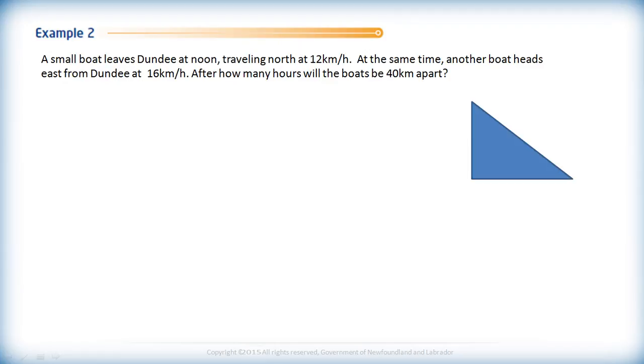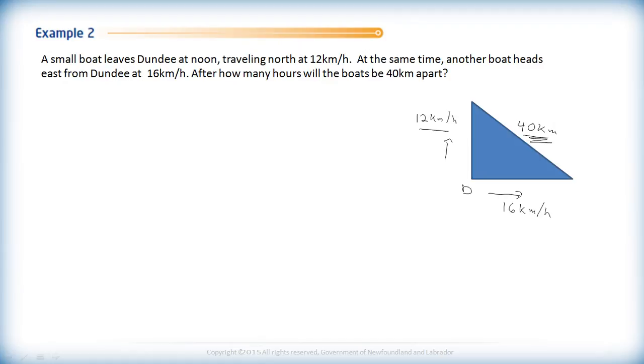A small boat leaves Dundee at noon. I'm going to assume this is Dundee, Nova Scotia, not Dundee, Scotland, but it doesn't really matter. It's traveling north at 12 kilometers per hour. At the same time, oh, that makes it easy, another boat heads east from Dundee at 16 kilometers per hour. He's going faster. After how many hours will the boats be 40 kilometers apart? So they have to be 40 kilometers apart in distance.